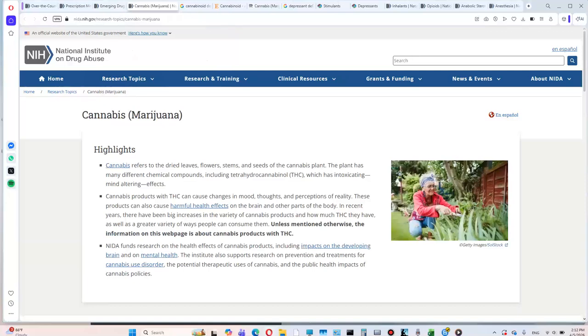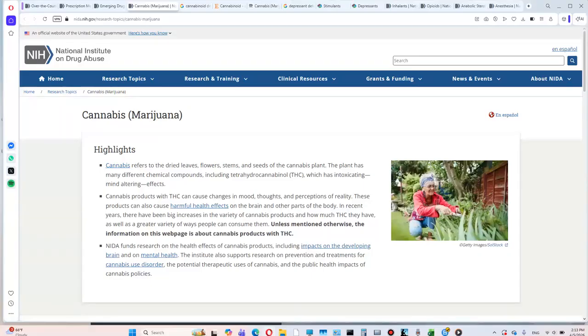Next, cannabis, marijuana, from the same source. Highlights. Cannabis refers to the dried leaves, flowers, stems, and seeds of the cannabis plant. The plant has many different chemical compounds, including tetrahydrocannabinol, THC, which has intoxicating, mind-altering effects. Cannabis products with THC can cause changes in mood, thoughts, and perceptions of reality. These products can also cause harmful health effects on the brain and other parts of the body.